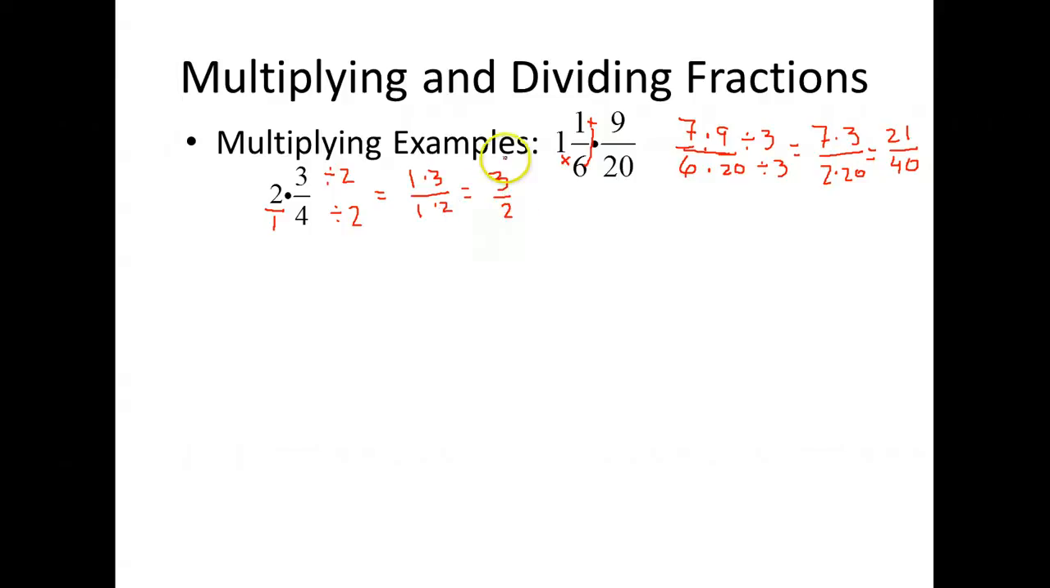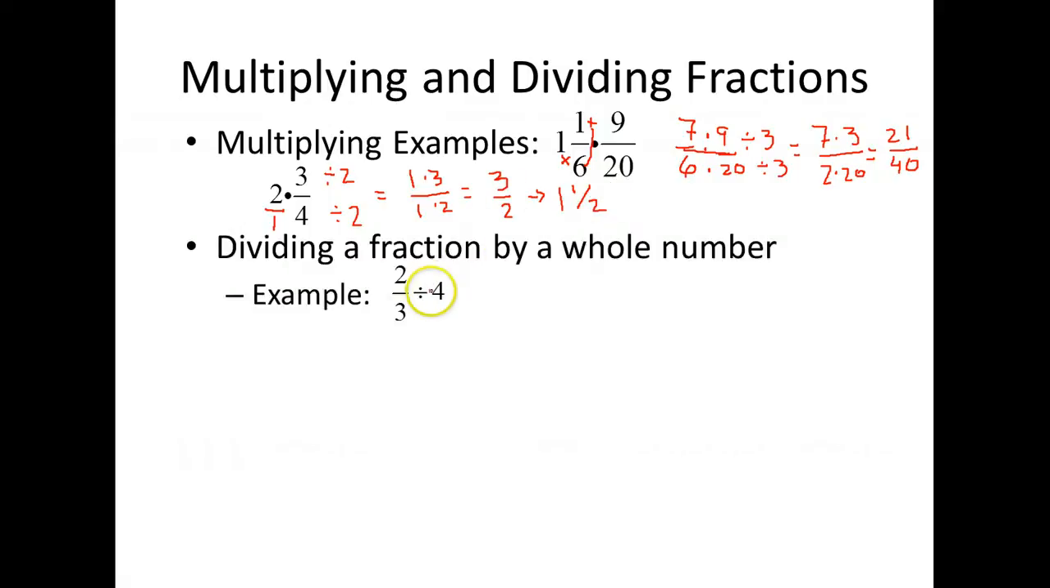So this is an improper fraction. If I want to change it into a mixed number, I have to divide 2 into 3. 2 goes into 3 one time, and I have 1 left over. So I write that on my fraction.